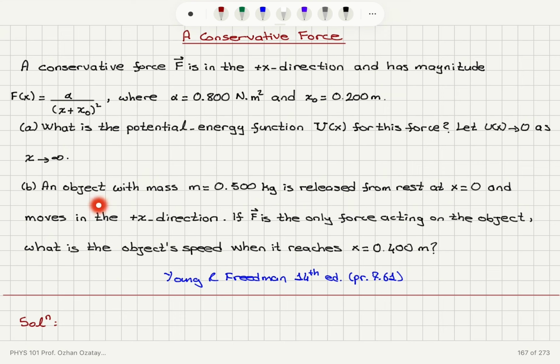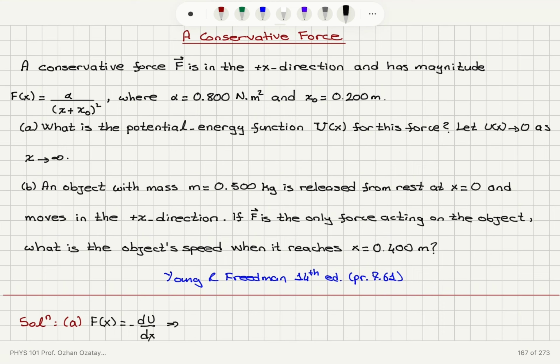Part B. An object with mass m equals 0.5 kilograms is released from rest at x equals 0 and moves in the positive x direction. If F is the only force acting on the object, what is the object's speed when it reaches x equals 0.4 meters? So this force is a conservative force, therefore it's derivable from a potential energy function. F of x is equal to minus dU/dx.